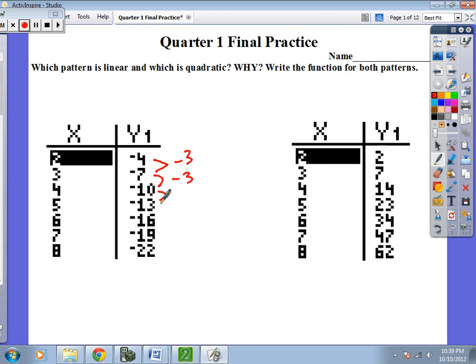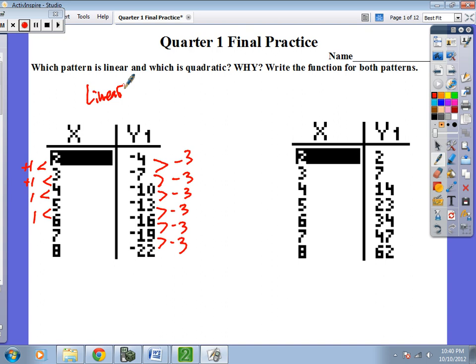And it looks like that is the pattern every time. Okay, it's changing by -3, but you gotta look at the other side. The other side is going up, and they're going up by 1 every time. Up 1, up 1, up 1, up 1. So this guy right here is the linear.